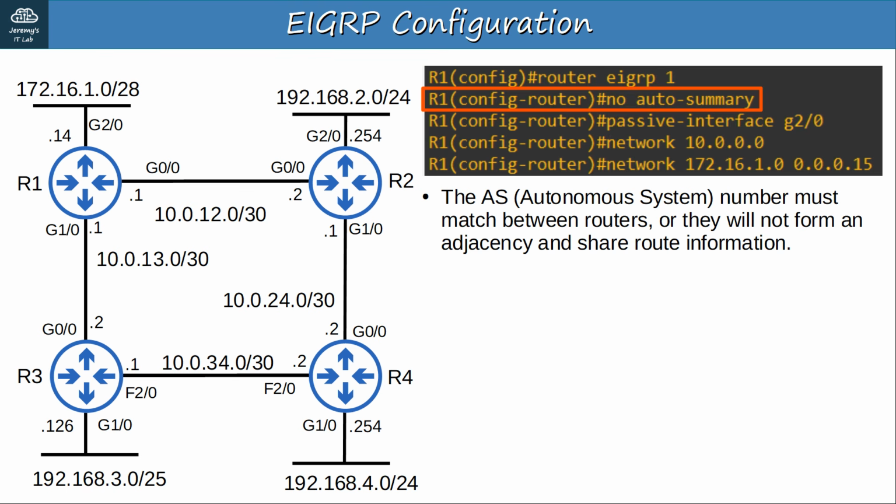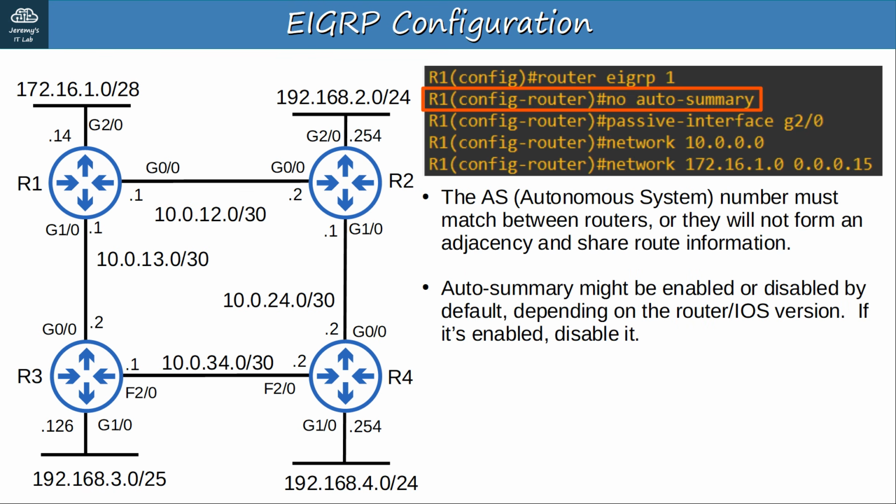It will advertise classful networks instead of the actual network prefix configured on its interfaces. Auto summary might be enabled or disabled by default, depending on the router or IOS version. If it's enabled, disable it. Actually, on the version I'm using here, it is already disabled by default. But I just wanted to show you that EIGRP also has the auto summary feature like RIP, and that you should make sure it's turned off.